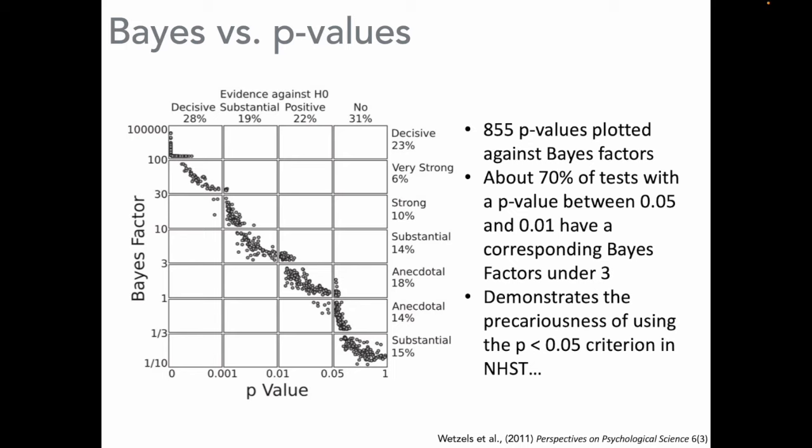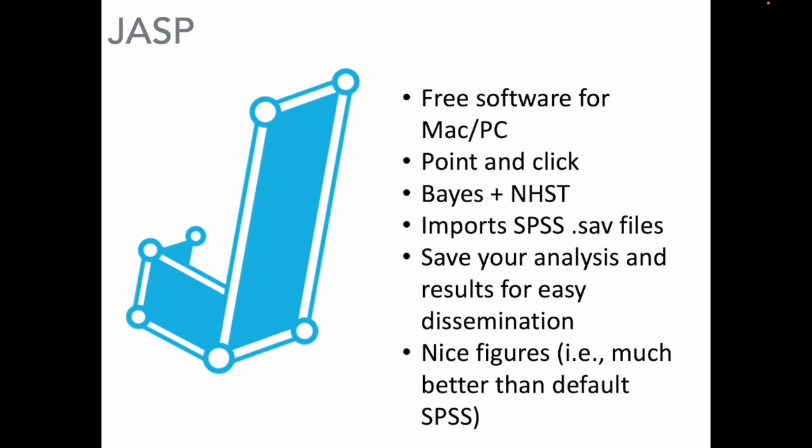But yeah, this was an interesting analysis on, I think it was 855 effect sizes. So you can see how these things roughly correspond with one another. I'm going to demonstrate how to do these sorts of analyses in JASP.